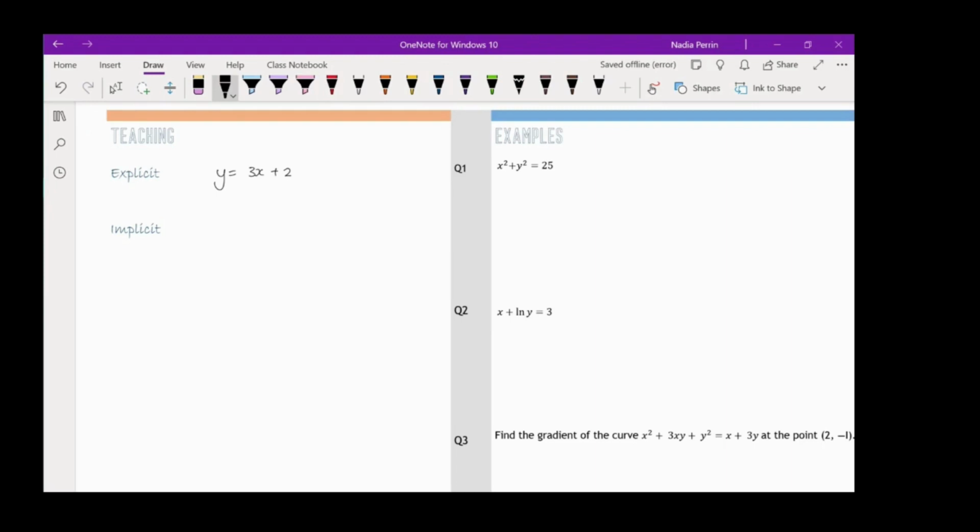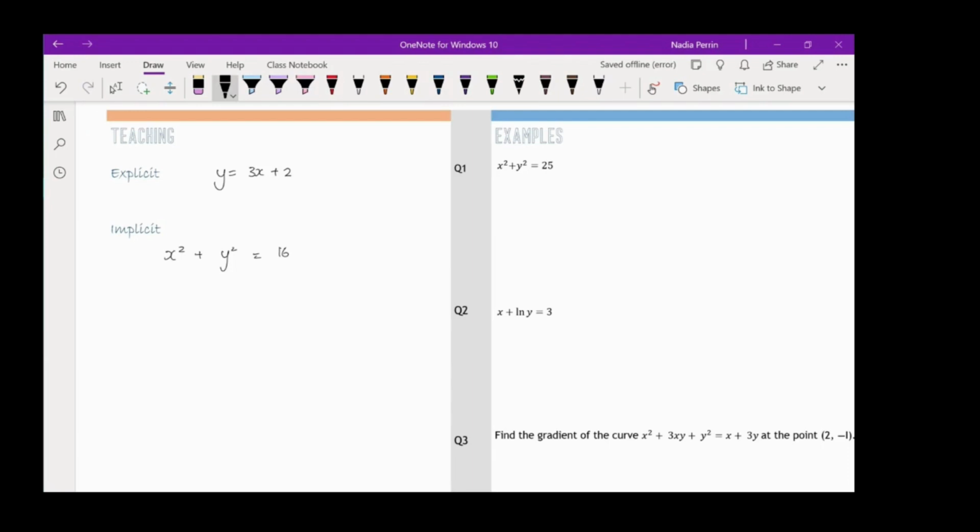For implicit, you need to think about equations that would actually have x and y together on the same side, and sometimes it might not be helpful to make y the subject because it makes things way too complicated. A classic example of this is obviously the circle equations. They've got x and y on the same side. It's squared. So if you are going to make y the subject, you have to consider plus and negative square root, and things get quite complicated.